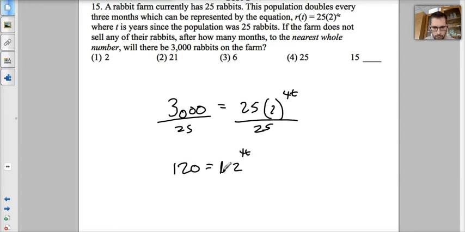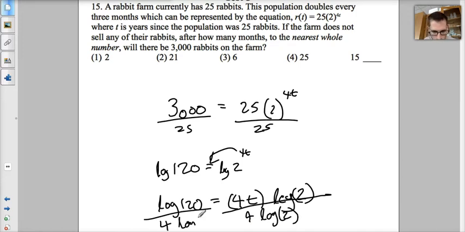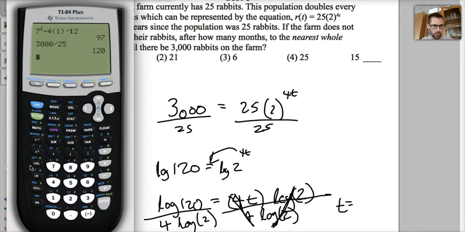Alright, so now I'm going to log both sides and kick this thing to the front. So I get log of 120 equals 4t log of 2. I'm going to divide both sides by 4 log of 2. And that cancels the 4 and the log of 2, and I'm going to get t is equal to, well, let's see. So I'm going to do log of 120 divided by 4 log 2.